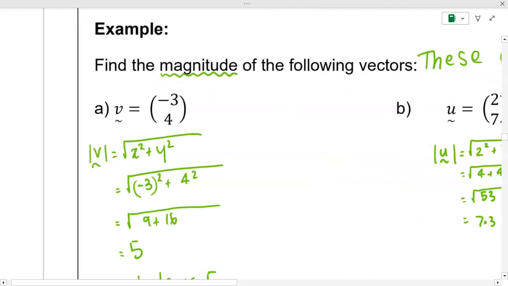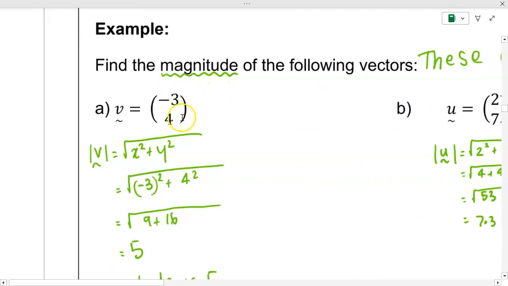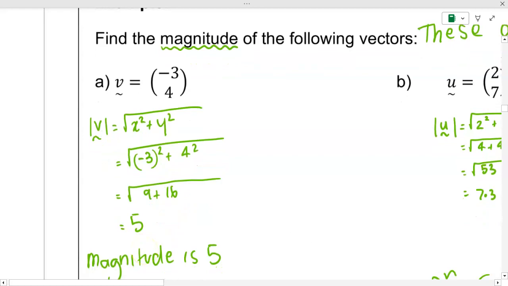So if I'm given a position vector v that is minus 3, 4, the magnitude of that vector would be the square root of minus 3 squared plus 4 squared. Noting that when we square a negative, the negative itself is squared to become a positive. So we end up with 9 plus 16, which is the square root of 25, which is 5. So a nice simple one. The magnitude of that vector is 5.